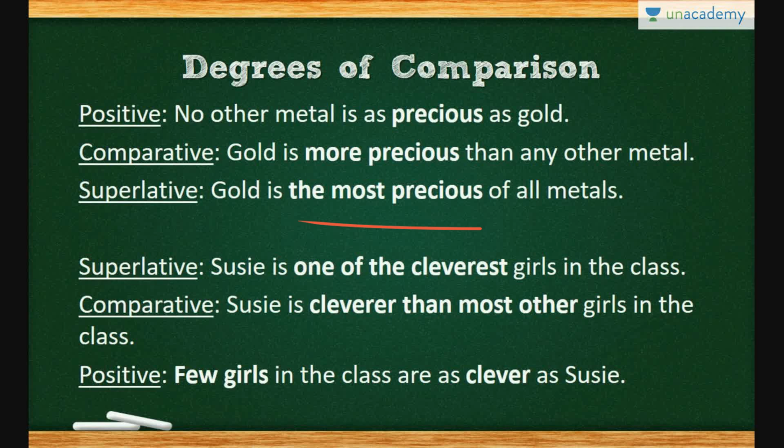Now let's go in the reverse order. Superlative. Susie is one of the cleverest girls in the class. Susie is cleverer than most other girls in the class. Now the simplest form would be few girls in the class are as clever as Susie. Now all the three sentences mean the same thing, but we are using the adjectives in a different form.